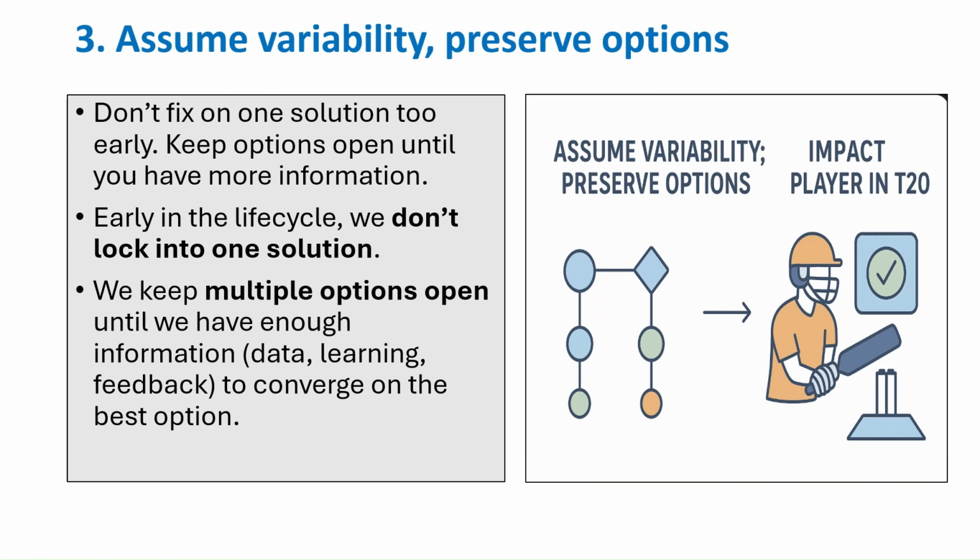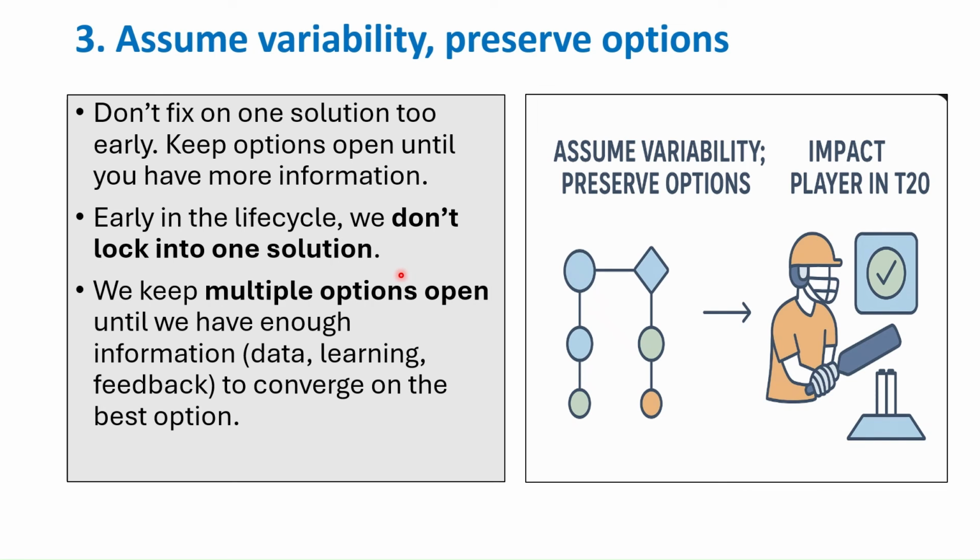Third one is about assuming variability and preserving options. That means do not fix on one solution too early, keeping the options open until we have more information. Or we can say that earlier in the life cycle, we do not lock into one solution. It's not like we are trying to build a large product and we have finalized the design in the beginning, so that any problem needs to be seen in that particular design aspect only, right?